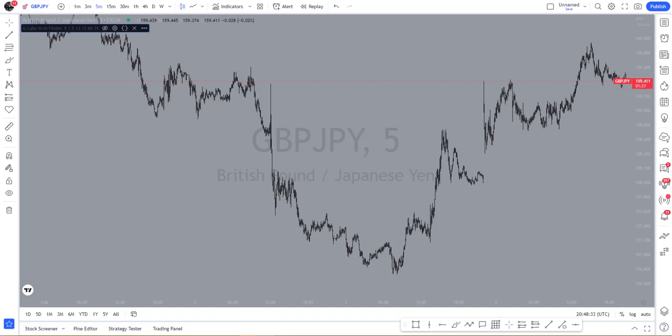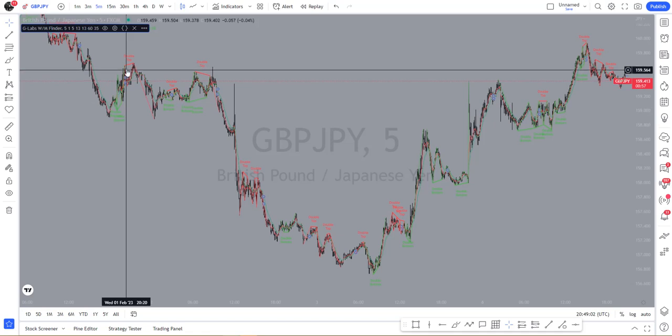Here's a video just showing you some of the other tools that come as part of your deluxe package with the TradingView indicators. So also included is a W and M finder. It can help you find double tops and double bottoms, and its sensitivity can be adjusted to suit your needs.